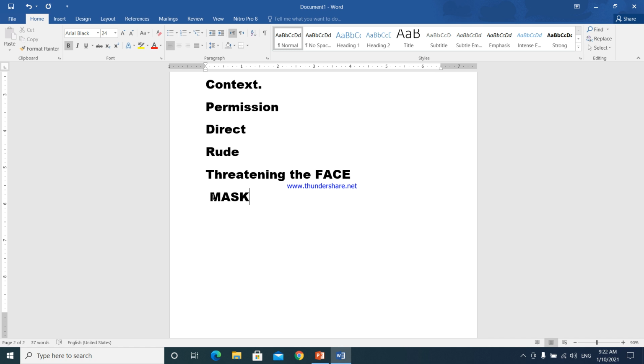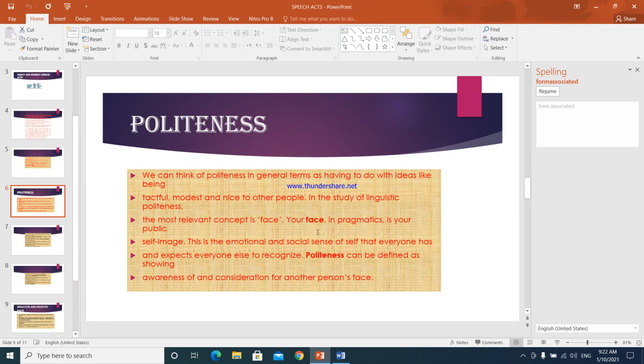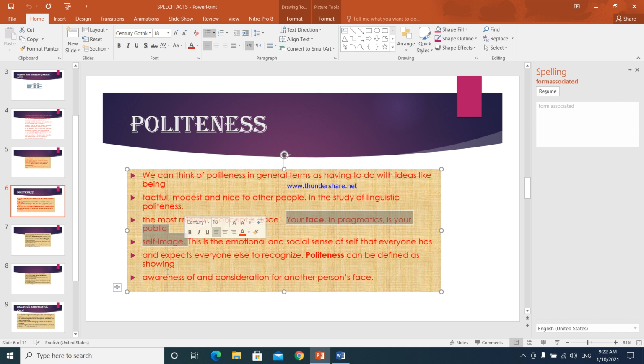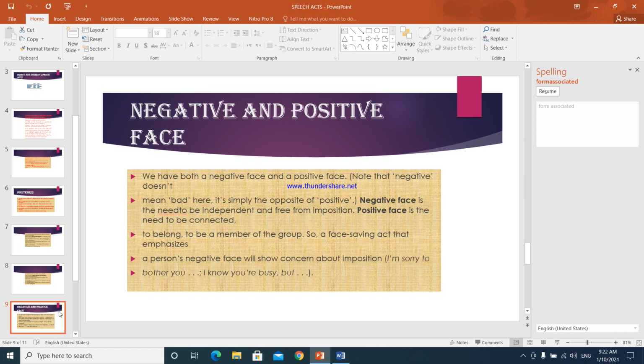I think now the idea is clear. The idea of politeness, the idea of speech acts, the idea of mask or face. We said face is a mask. So your face in pragmatics is your public self-image. كل واحد بينا عنده صورة. And we don't want this image to be harmed, to be attacked.